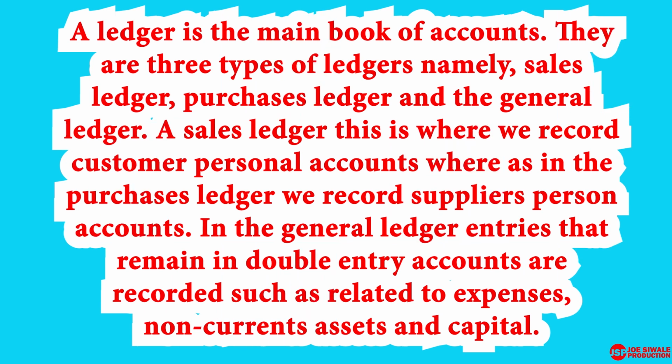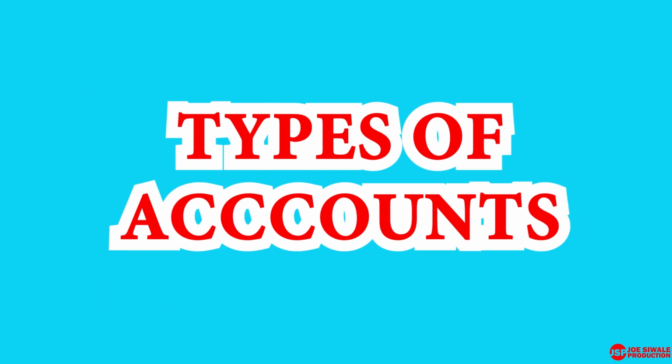We can now look at the ledger. The ledger is the main book of accounts. There are three types of ledgers, namely the sales ledger, the purchases ledger, and the general ledger. In the sales ledger, we record customers' personal accounts, whereas in the purchases ledger, we record suppliers' personal accounts. In the general ledger, entries that remain in double entry accounts are recorded, such as those relating to expenses, non-current assets, and capital.